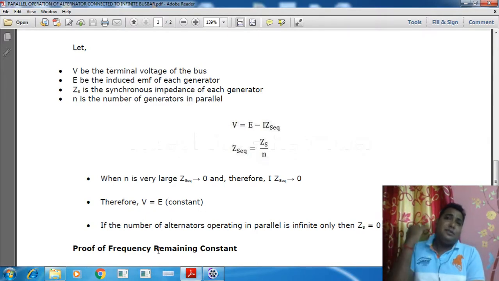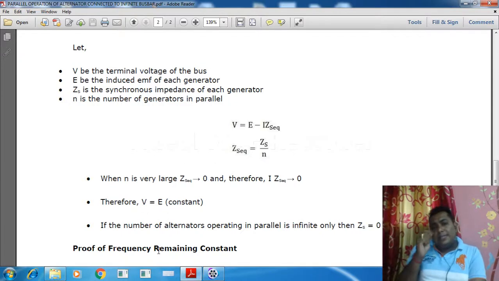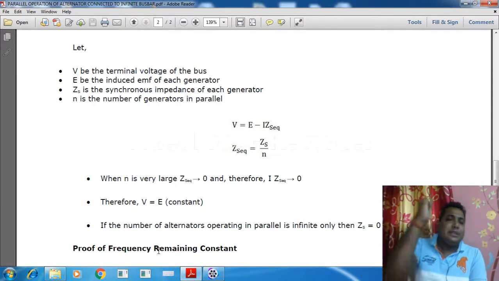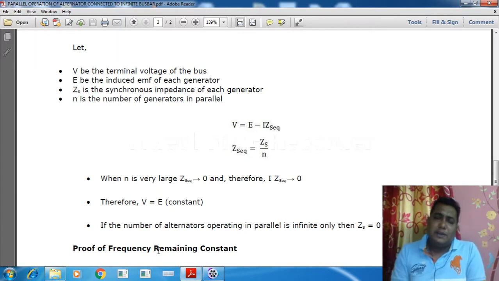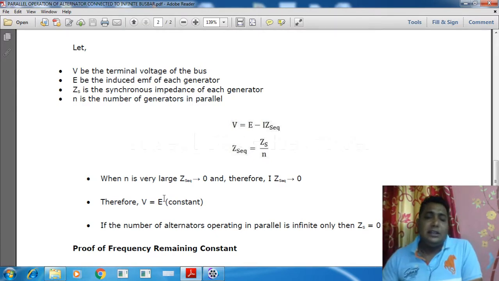Now we have to think that whatever EMF is generated inside the alternator is what reaches the bus bar. That means we have to set the alternator voltage in such a way that it can match the bus bar voltage, because in between there is no loss, no drop. So we can say that yes, the voltage remains fixed. The next conclusion we have to make is that the frequency will remain constant.